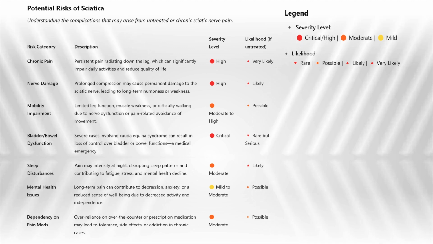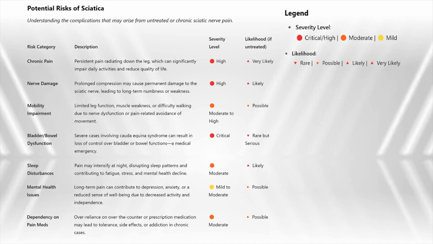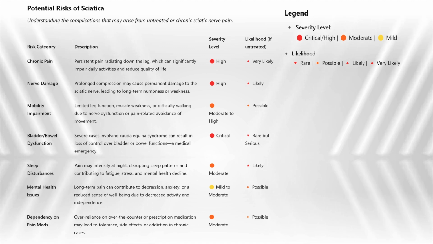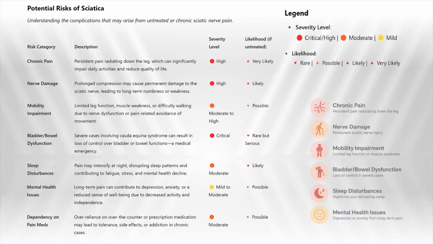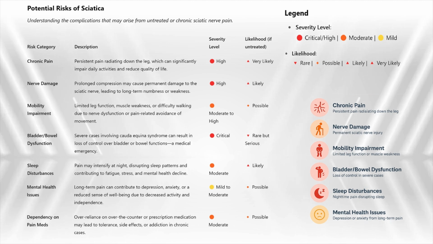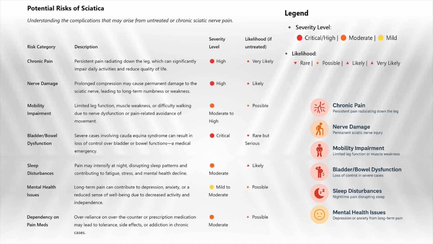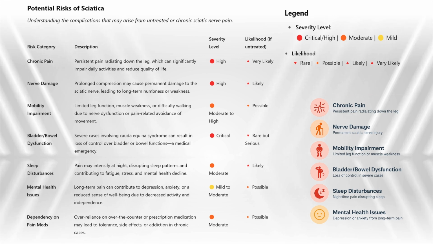This refers to persistent pain radiating down the leg, which can substantially hinder everyday activities and significantly diminish quality of life. The severity level is considered high, and if left untreated, the likelihood of occurrence is assessed as very likely. Next, we address nerve damage. This occurs when prolonged pressure on the sciatic nerve results in permanent injury, potentially causing lasting numbness or muscle weakness. The severity is also categorized as high, with a likely chance of developing if not addressed promptly.